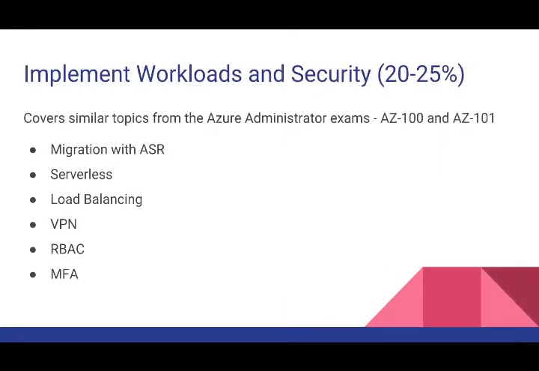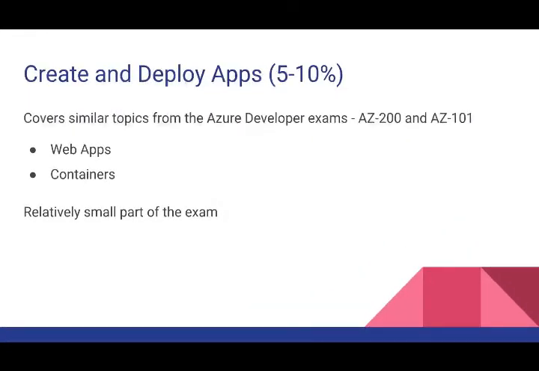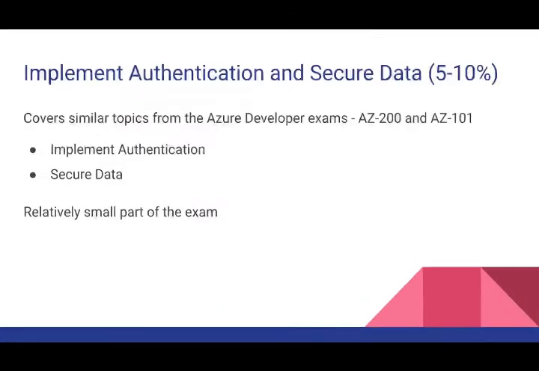Another 25% of the exam has to do with workloads and security. So we're talking about migration, serverless, networking topics like load balancing, virtual private networks, and some security topics like RBAC and multi-factor authentication. And again, those are very similar to what's covered on the AZ-100 and AZ-101 tests. Then we get into the apps. Create and deploy apps is only worth 5 to 10%, so it's a relatively minor portion, but it is covered on the developer test. So if you've already taken those, these will be familiar topics such as web apps and containers. Again, a relatively small part of the exam.